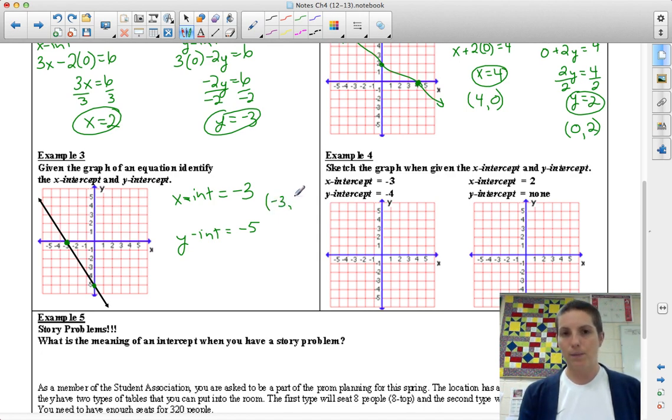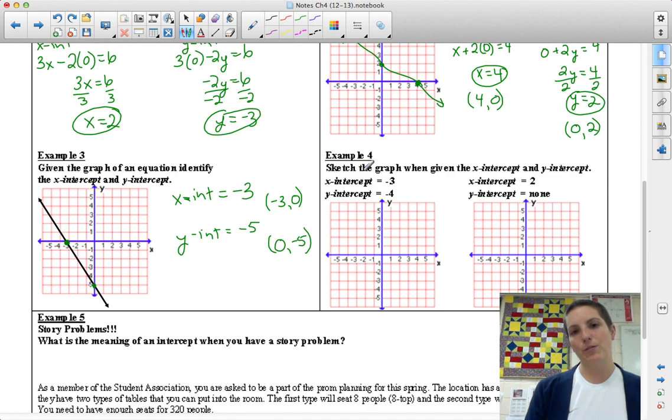The x-intercept has an x value of a number and a y value of 0. A y-intercept means that that -5 should go in the y spot of the coordinates, and a 0 goes in for x. Two separate points.